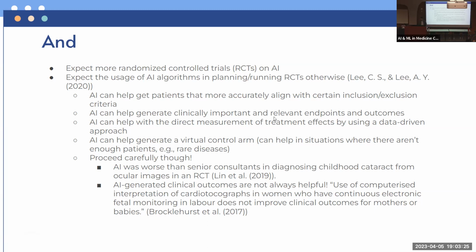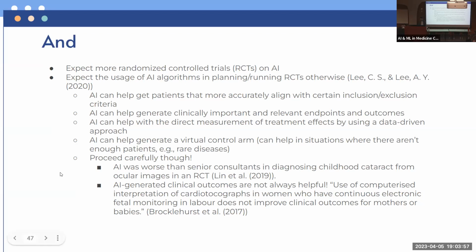It can generate clinically important and relevant endpoints. So we talked about the study outcomes, for example. And again, I'm going to try and motor through this. It can also help with direct measurement of treatment effects by using data-driven approaches rather than just qualitative stuff. And it can also generate a virtual control arm where you don't have enough patients, but you can at least have virtual control participants. So you actually have this virtual control arm, especially in rare diseases, that can be used.